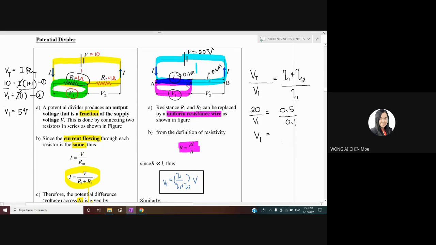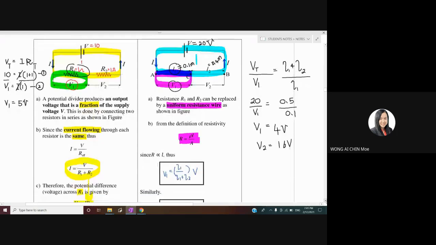So meaning that your V1 is equal to 4 volt. If, let's say, V1 equals 4 volt, meaning that your V2 will equal 16 volt. Ratio, ratio. Or you can take 20 volt minus 4, you'll get 16 volt.